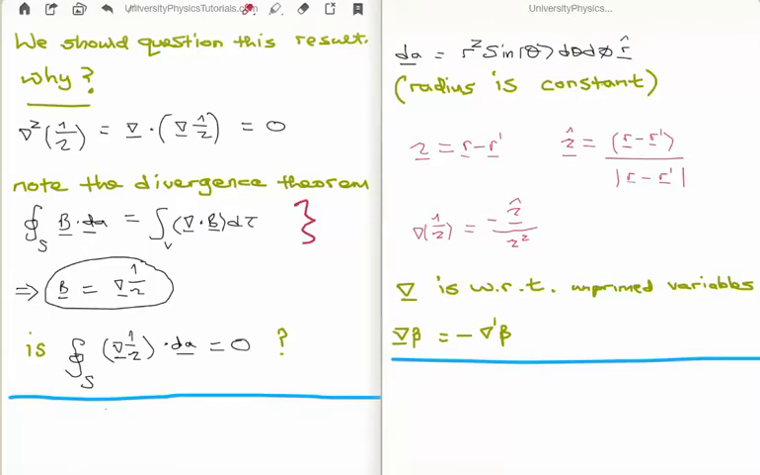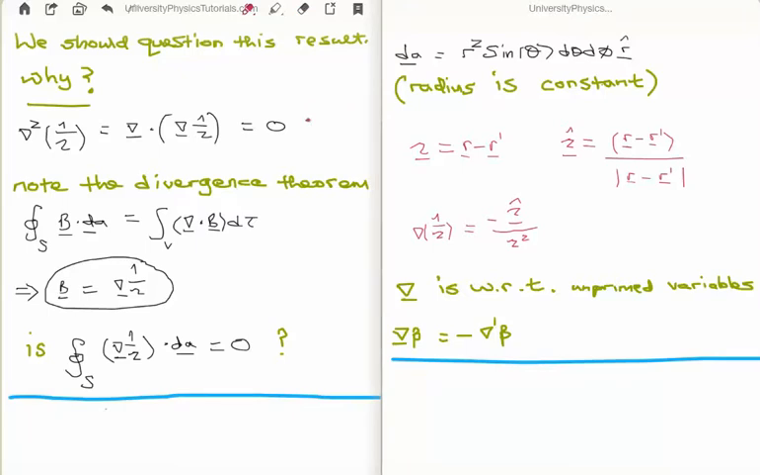If we take the closed surface integral of a vector field, let's say capital B, dotted with the infinitesimal area element, that is in fact equal to the volume integral of the divergence of the vector field B integrated over a volume. If we compare that to what we have up here, we see that in this case, the vector capital B is in actual fact the gradient of 1 over the magnitude of the separation vector.